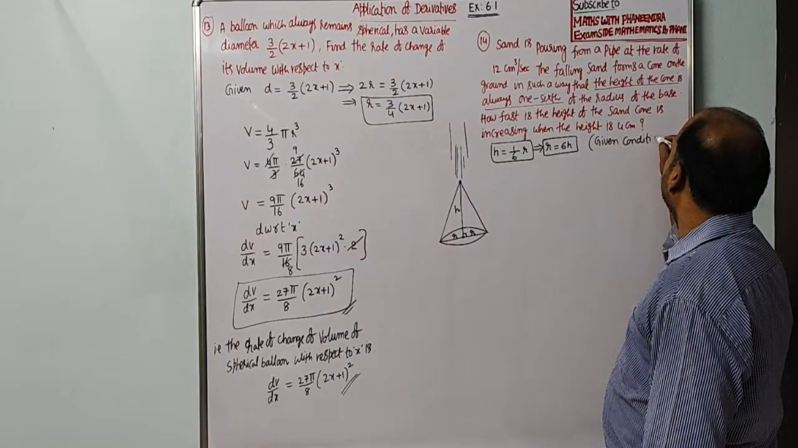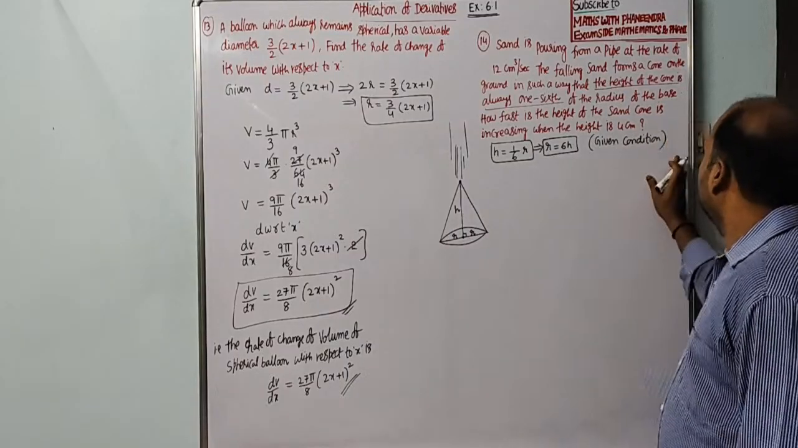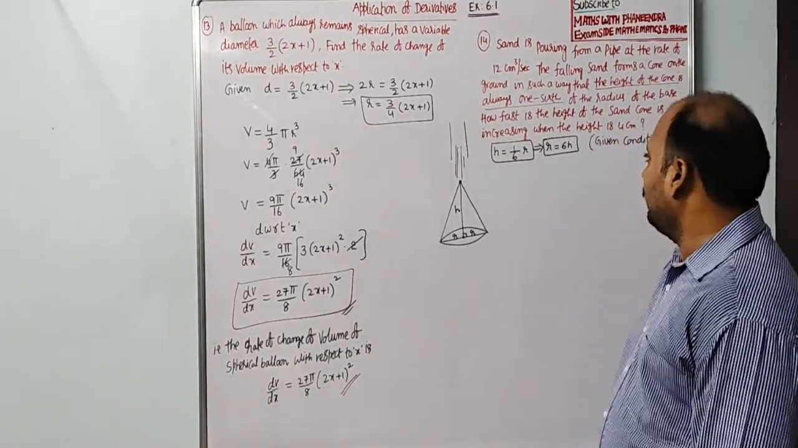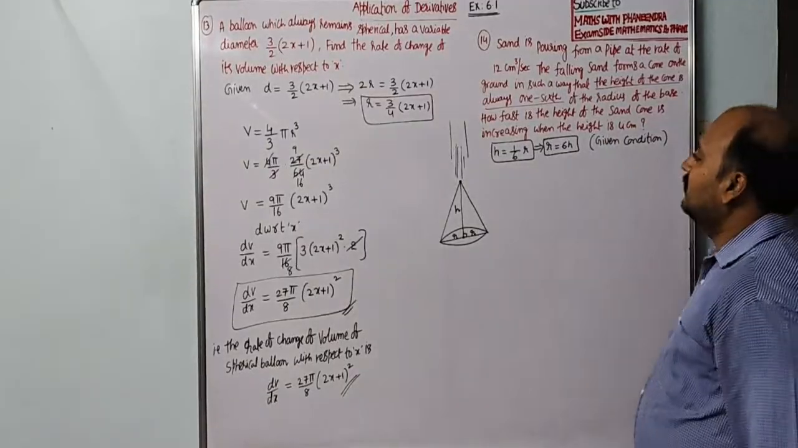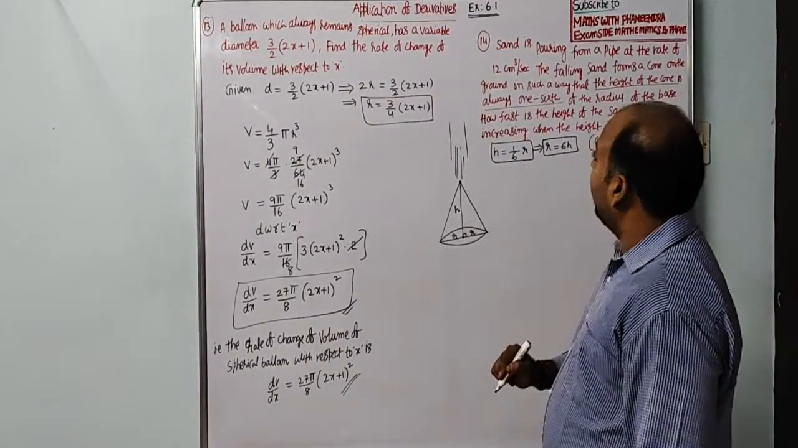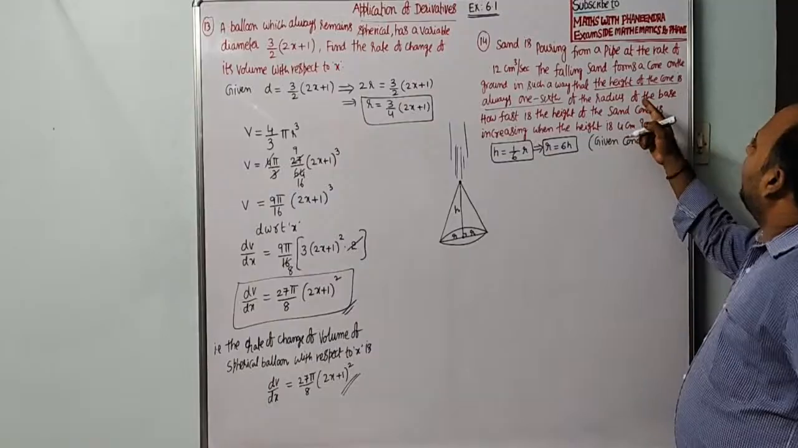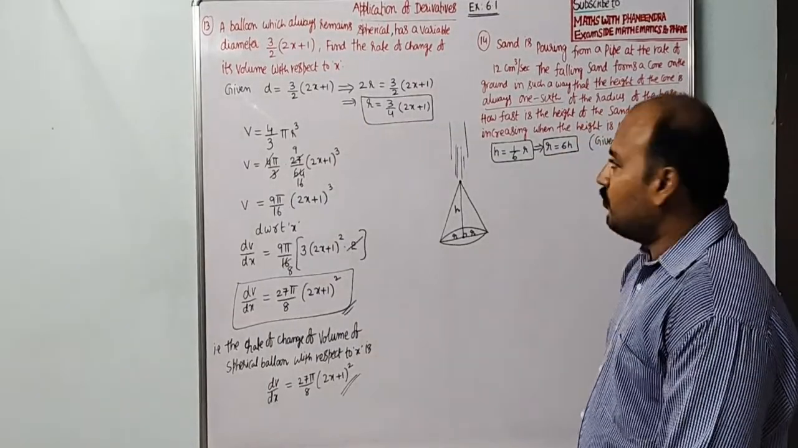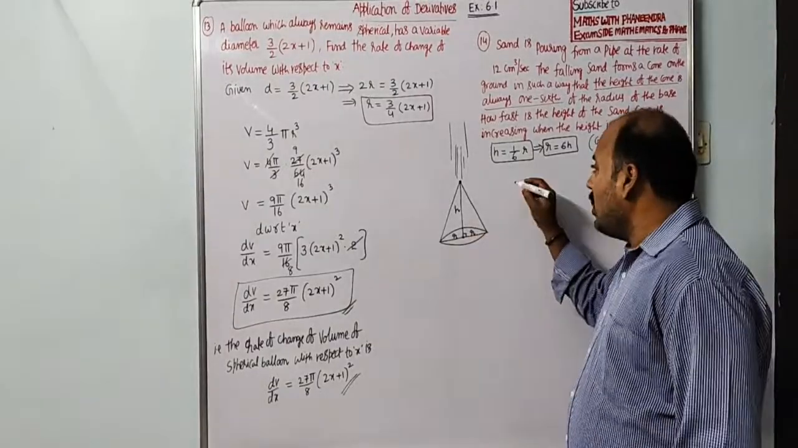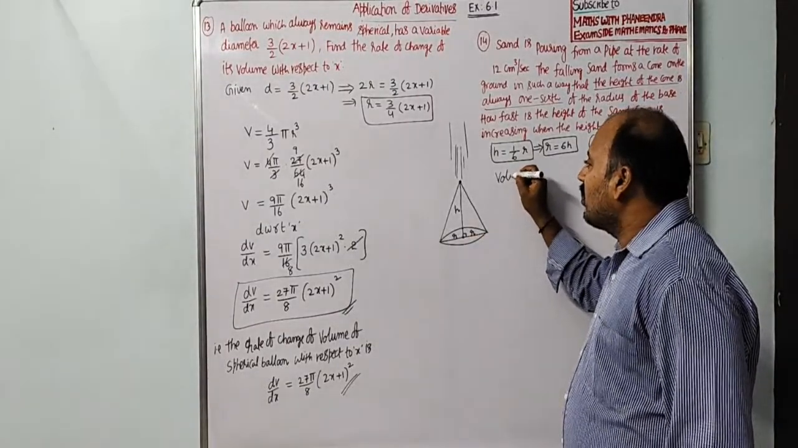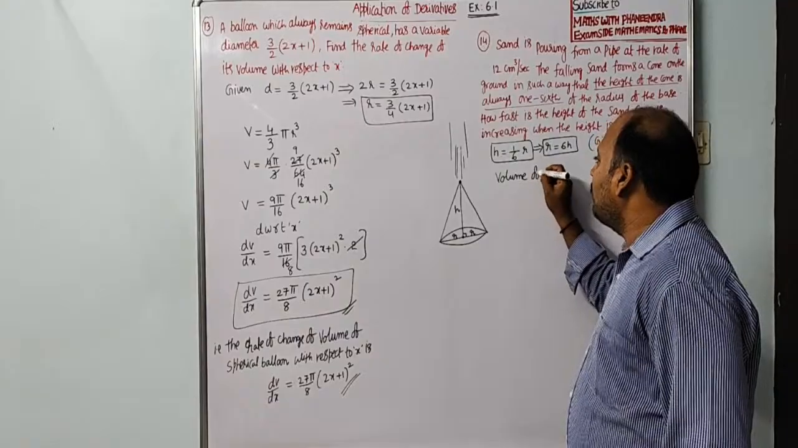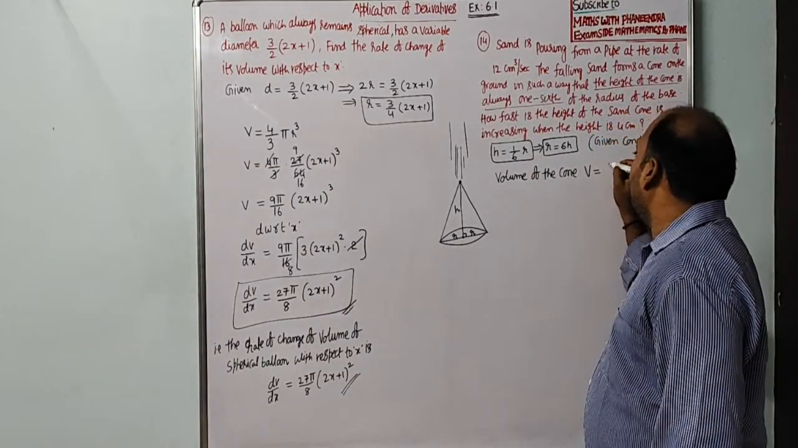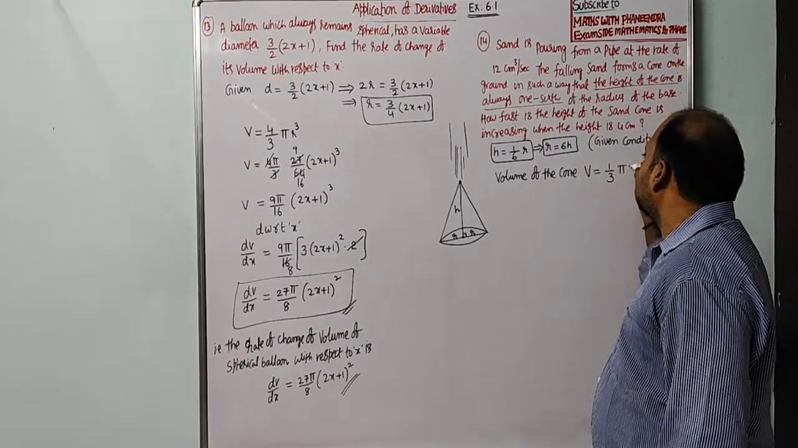Given condition, dear students. H R. Okay. Later we have the radius based on the radius. How fast is the height of the sand cone? Cone means what is the volume of the cone? Volume of the cone, V is equal to 1/3 pi r square h.